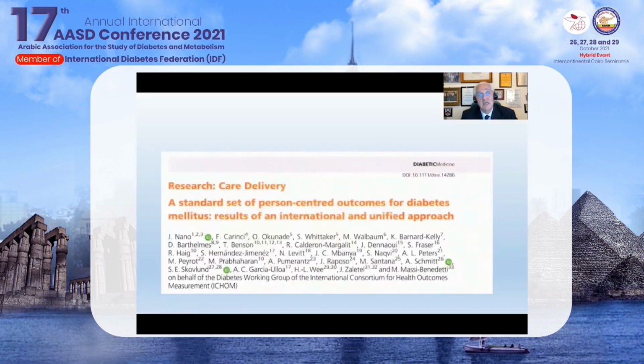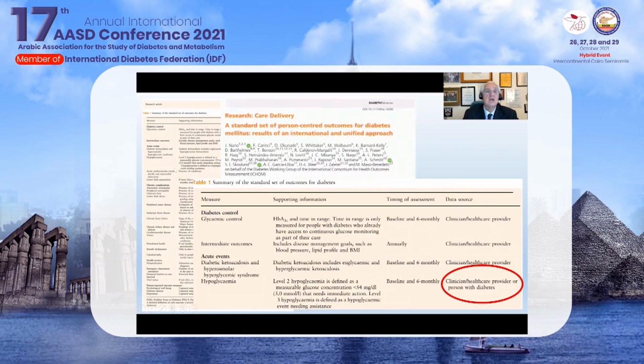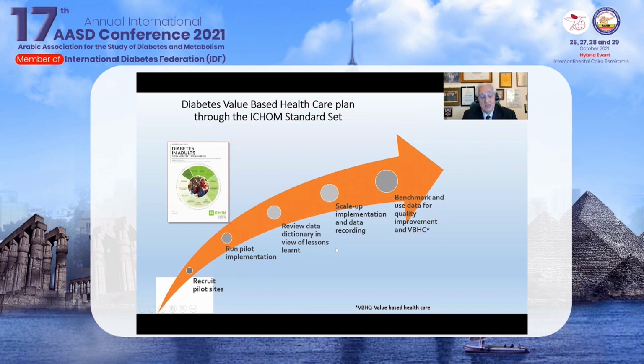This standard set, the procedure, the methodology, and the outcome have been published in Diabetic Medicine by all the members of the group. They include the description of all the items with all the measures, items, or indicators, however you prefer, with the definition, the supporting information, the timing of assessment, and the data source. They can be the clinician, the healthcare provider, or the person with diabetes. So this is available.